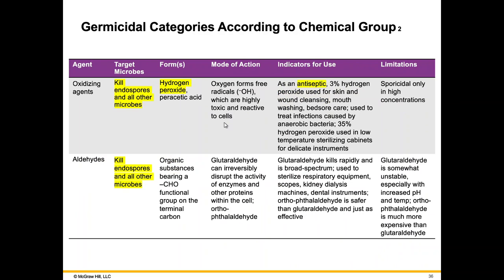Next, some agents are oxidizing agents, and these are going to kill endospores as well as any other microbes, so they are very good at killing microorganisms. Some examples: hydrogen peroxide. Now, it's considered an antiseptic because in order to have it be used on living tissues, we need a lower concentration, only 3% or less, you'll find in the store. But if we use it as a sterilant, it would have to be at a much higher concentration, like 35%, which would be very, very irritating to the skin. You won't see that in your local drugstore.